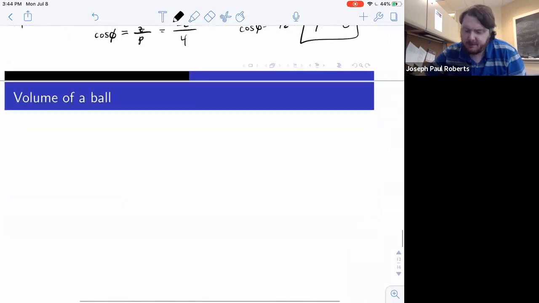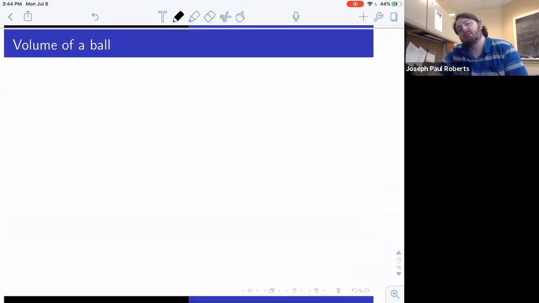So we have a lot of stuff here, and there's going to be a couple of things that I think you guys might be a little bit suspicious of. So let's warm up with a problem whose answer we already know. So a ball, remember, is a fancy way of saying a solid sphere.